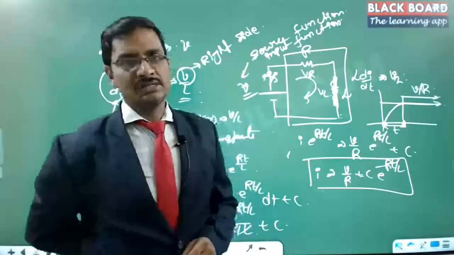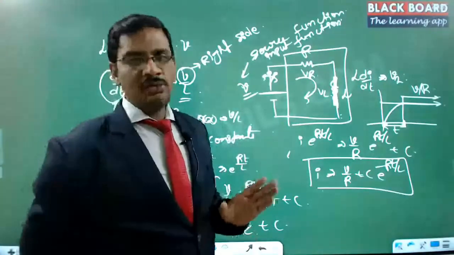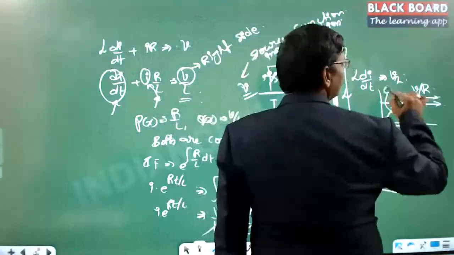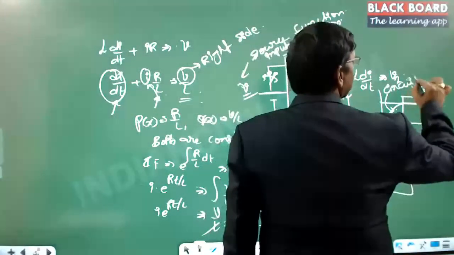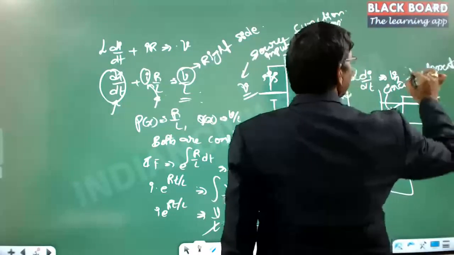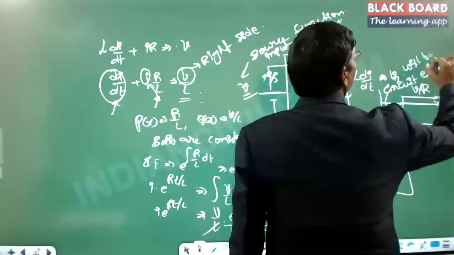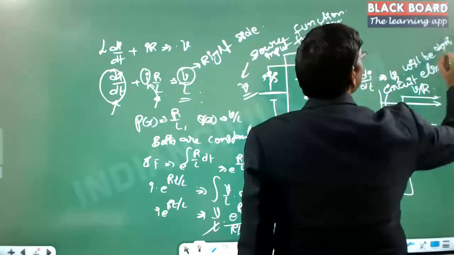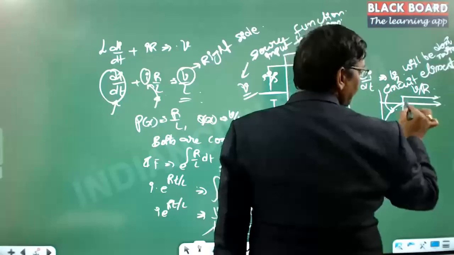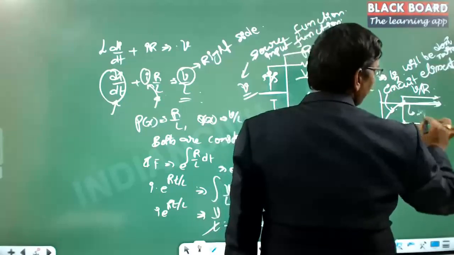I hope you understood the concept. Now what I wanted to tell here is that in this portion the circuit elements will be dominating. And from here onwards, the source will be dominating.